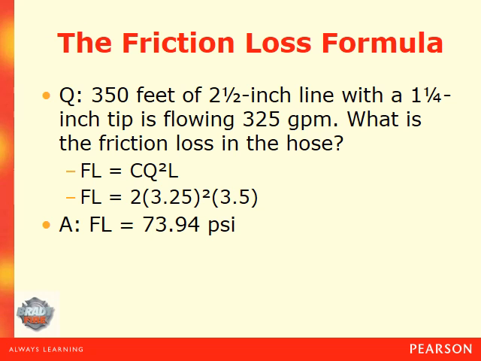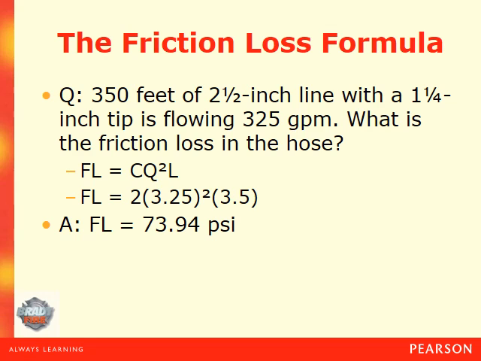So here's our next question. You have 350 feet of a 2.5-inch line with a 1.25-inch tip, and again that's flowing 325 gallons per minute, or you can do 29.7 times the diameter squared times the square root of nozzle pressure. You get that answer, and it's still going to come out to be 325 gallons per minute. So what is the friction loss in the hose?